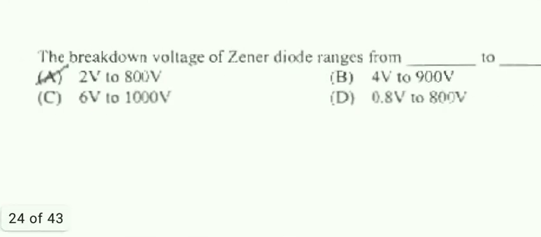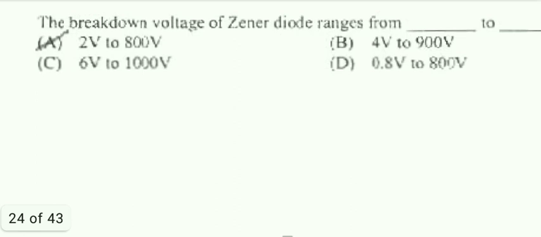Next question, the breakdown voltage of a Zener diode varies from, it's a straightforward question, 2 volt to 800 volt. So option A is the right answer.